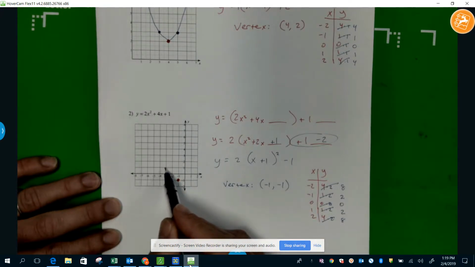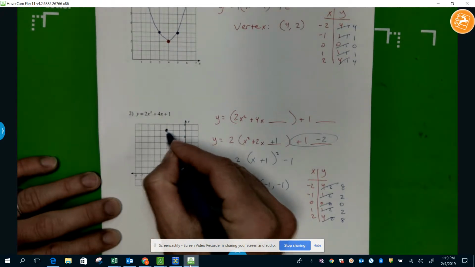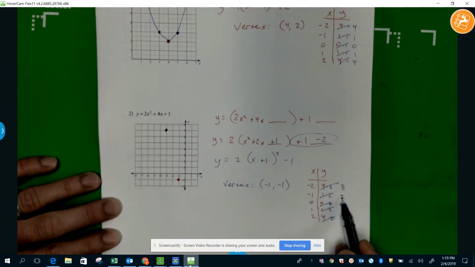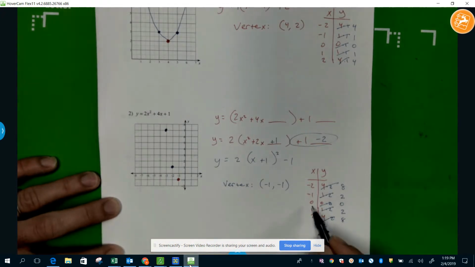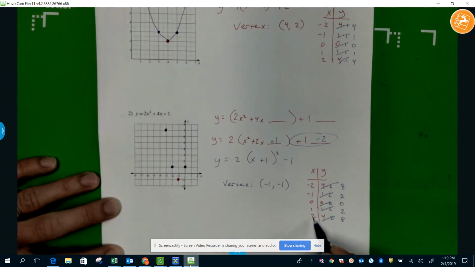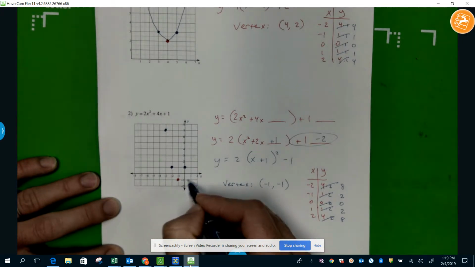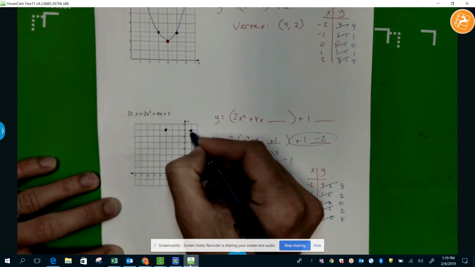Left 2, up 1, 2, 3, 4, 5, 6, 7, 8. I'm going to go left 1, and I'm going to go up 2. Left 1, up 2. I'm going to go 0, 0. That is the vertex. I'm going to go right 1, up 2. And I'm going to go right 2, up 8. Right 2, up 1, 2, 3, 4, 5, 6, 7, 8.